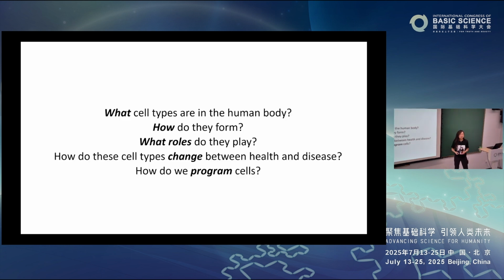From this kind of data, there are many questions that we are now in the process of trying to understand. For example, what cell types are in the human body? I think we have basically answered that question already, which is pretty revolutionary, because 10 years ago, I could not say that we know what cell types there are in the human body, but now we do.